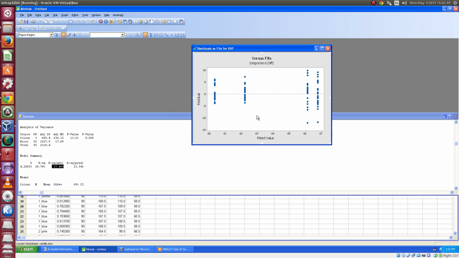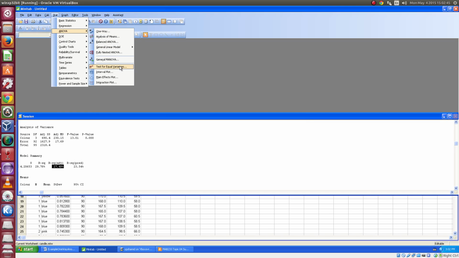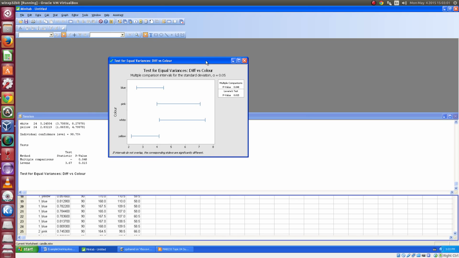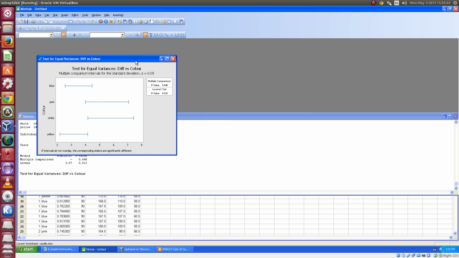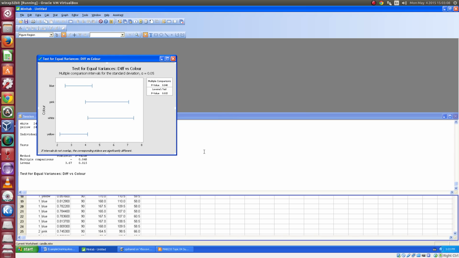So I'm just going to kill these. We don't need these anymore. We go to Stat, ANOVA, Test for Equal Variances. I know this definitely looks different to Minitab 16, so don't worry, this still exists. We go into here. The response in this case is diff, and the factor is, in this case, we're looking at color. So click OK. So this is the thing that we're interested in. And what I'm going to do is send this graph to Microsoft Word.